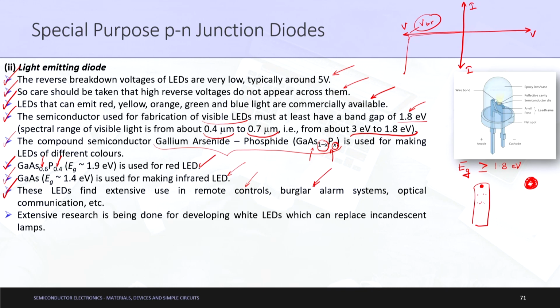In optical communication also LEDs are used, okay, because these are cheap and easy to make. Extensive research is being done for developing white LEDs which can replace the incandescent lamp. So, this is just a fact explaining that extensive research is being done for developing white LEDs to replace incandescent lamps, so that efficiency is increased and the amount of money required is decreased to a great extent.